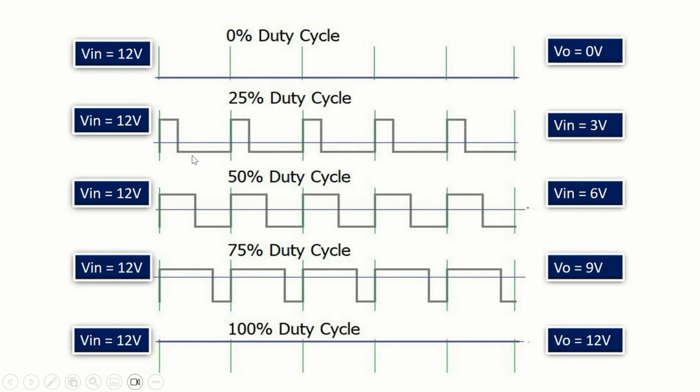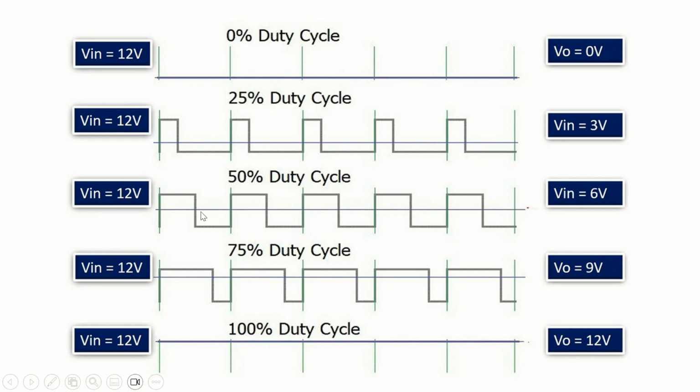Instead of that, for the transistor, what you do is only 25% of the time you make it on, and 75% of the time you make it off. If you apply this kind of voltage, where 25% of the time it is at 12 volts and 75% of the time it is at 0 volts, then on average the motor will get around 3 volts. So now the speed of the motor is around 25% of the full speed.